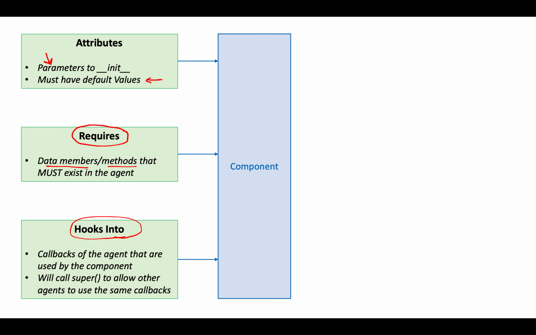But then, or before doing what it does, it calls super, which allows other components on the agent to use the same callback. So you can have as many components using the same callback as needed. That means that when you are developing the component, you don't really need to think about what the other components will be that exist in the agent. It just should hook into the callbacks it needs to do its job.